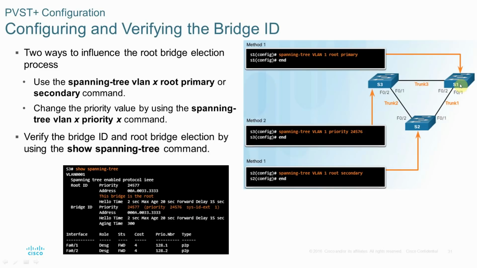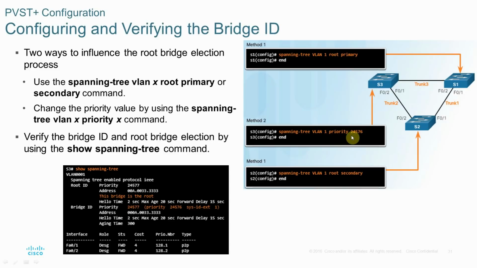In the same way, if you want to make a switch a secondary, meaning a backup, so that if the primary fails, in any disaster or emergency, this one becomes the root, you just type spanning-tree vlan 1 root secondary. That switch becomes the secondary root switch, the backup root switch. So you don't need to set the priority.